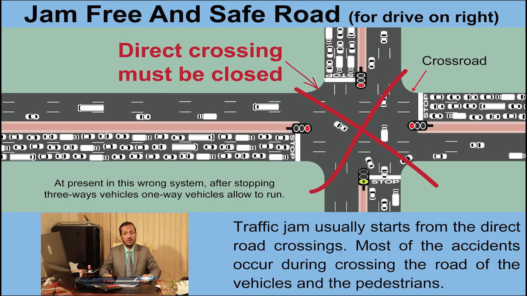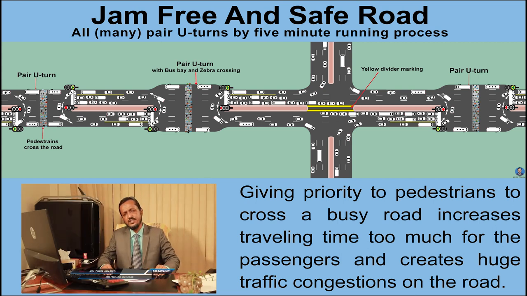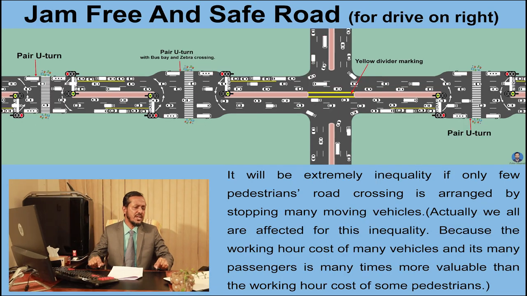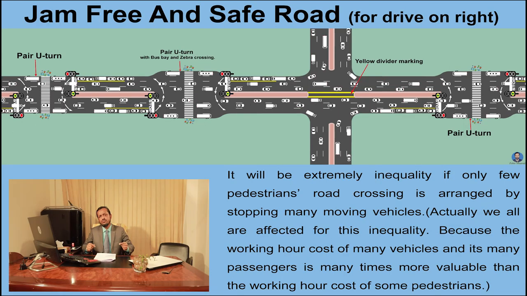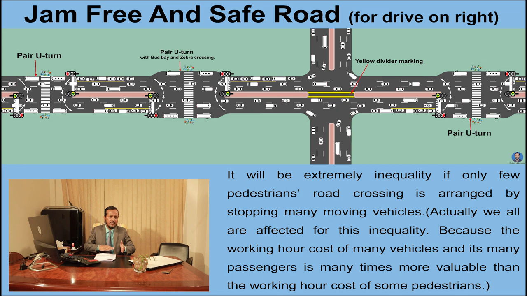Traffic jam usually starts from the direct road crossings. Most of the accidents occur during crossing the road of the vehicles and the pedestrians. Giving priority to pedestrians to cross a busy road increases traveling time too much for passengers and creates huge traffic congestions on the road.